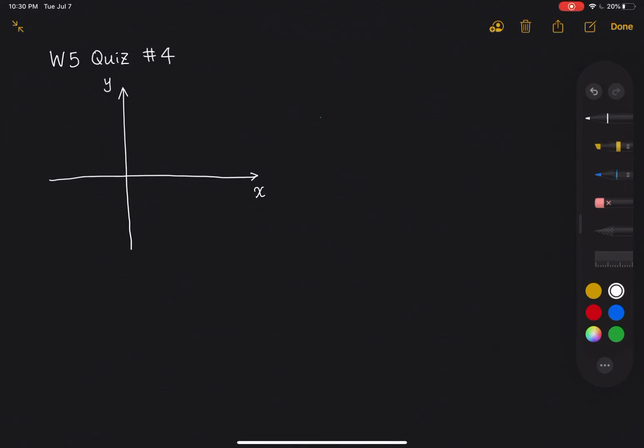Week 5 quiz. Use the shell method to compute the volume of the solid obtained by rotating the region bounded by x equals y squared, x equals 1, and y equals 0. So those three functions give you kind of like a triangular region.